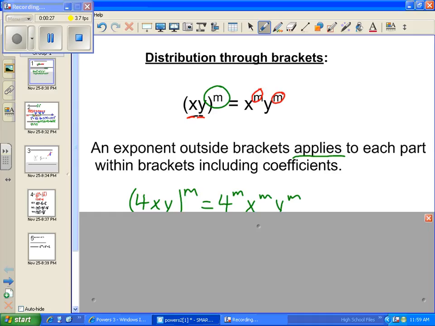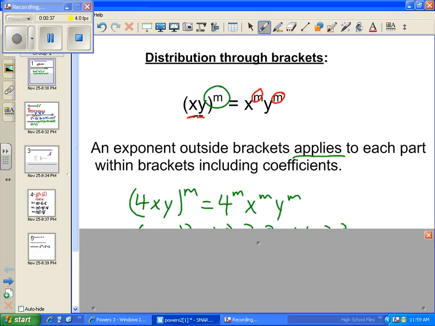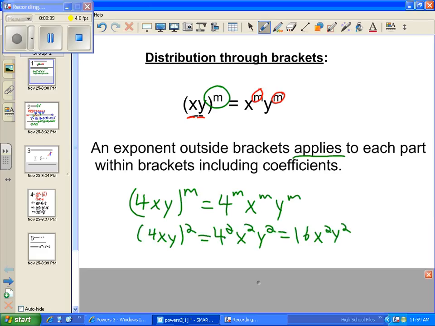So we have a coefficient in this example here of 4. 4xy to the power of m. The m is applied to everything. I get 4 to the m, x to the m, y to the m. Using actual numbers, I have 4xy squared is equal to 4 squared x squared y squared. And then I simplify that 4 squared to be 16 x squared y squared.